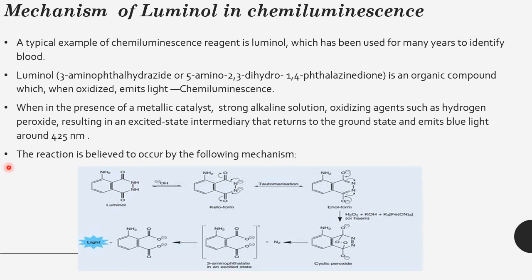This happens in the presence of a metallic catalyst, a strong alkaline solution, and an oxidizing agent such as hydrogen peroxide, resulting in an excited state intermediate that returns to the ground state and emits blue light at around 425 nanometers.